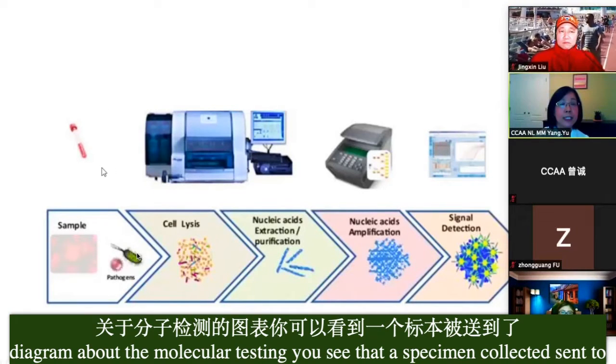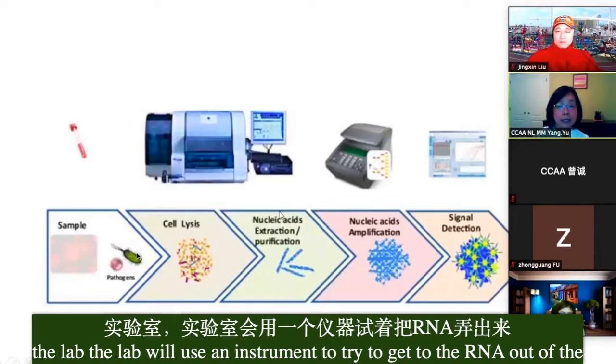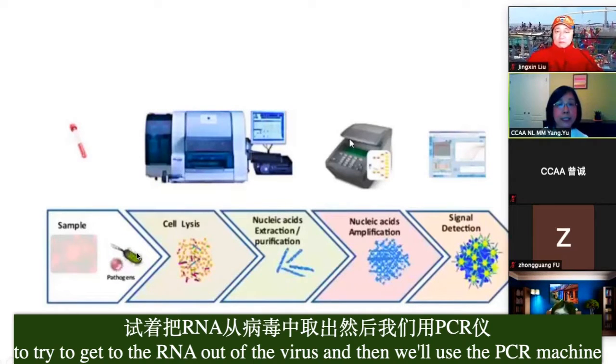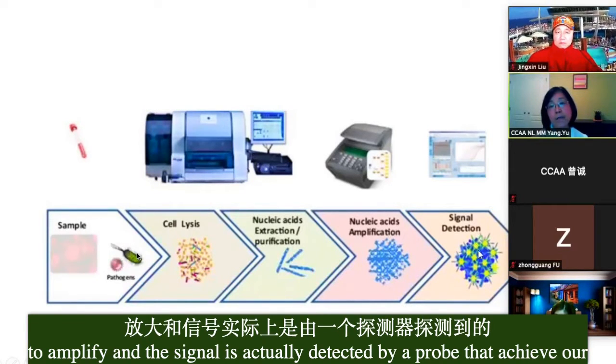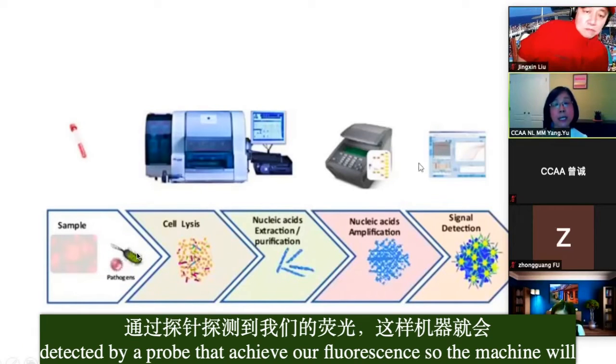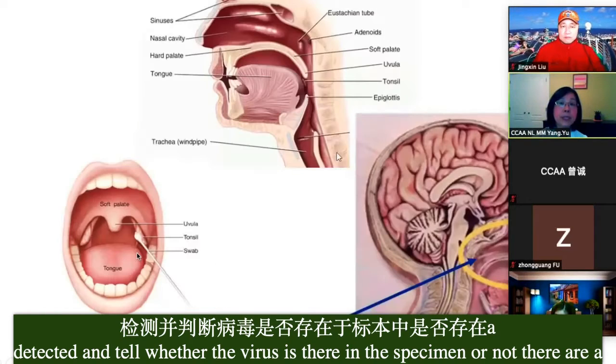This is a diagram about the molecular testing. You see that the specimen is collected and sent to the lab. The lab will use an instrument to get the RNA out of the virus, and then we use the PCR machine to amplify it, and the signal is detected by a probe that gives off fluorescence. So the machine will detect it and tell whether the virus is there in the specimen or not.